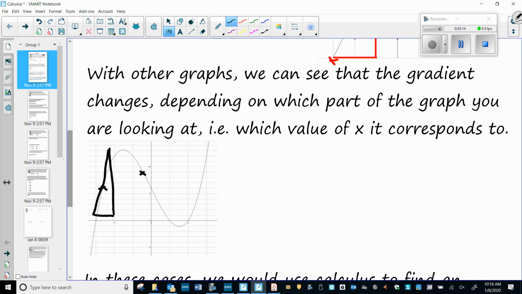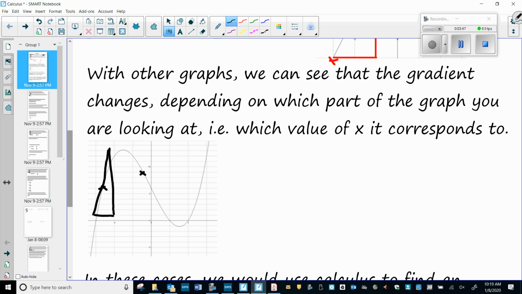Positive. It's a positive gradient. Is it a big number? Is it a small number? Is it a fraction? Is it a whole number? This is quite steep, is what I'm trying to say. It's not like this, which would be a fraction. I'm not saying it's 700, but it's more like 4 or 5 rather than 2/3. That's what I mean by the difference between big and small.